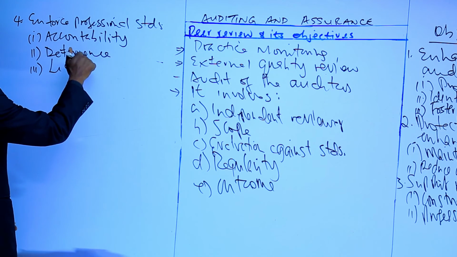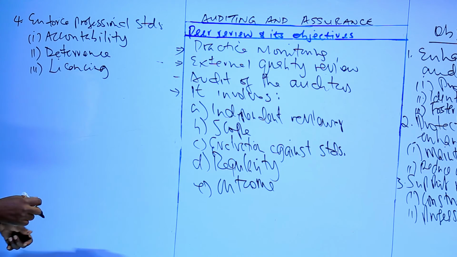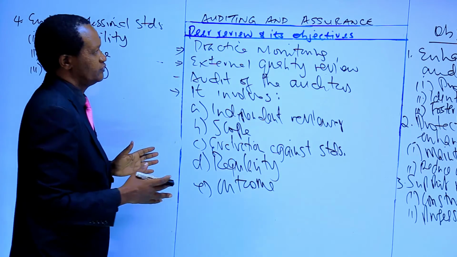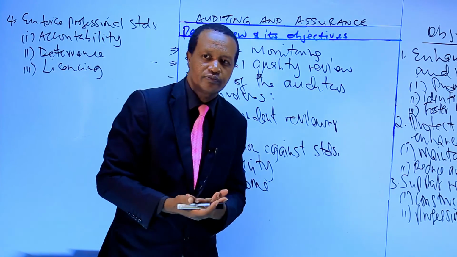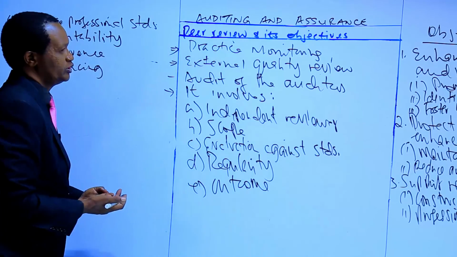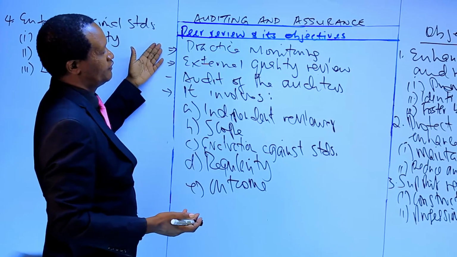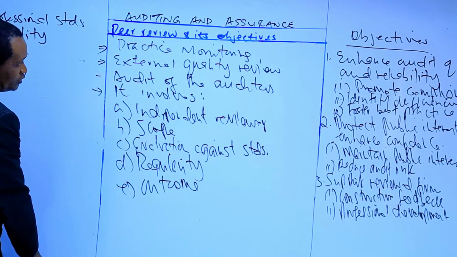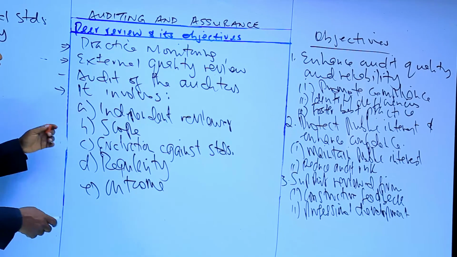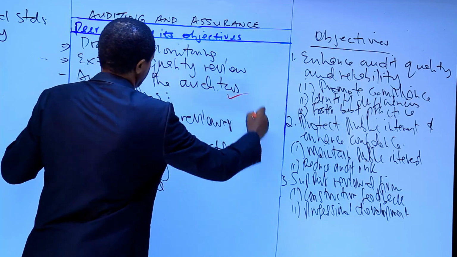Three, licensing. In many jurisdictions, successful completion of a peer review is a mandatory requirement for maintaining a firm's license, that is, the license to practice or its membership in the professional accounting bodies. So these are four key objectives of a peer review. That marks the end of today's lesson, in which we have defined peer review as the audit of auditors.